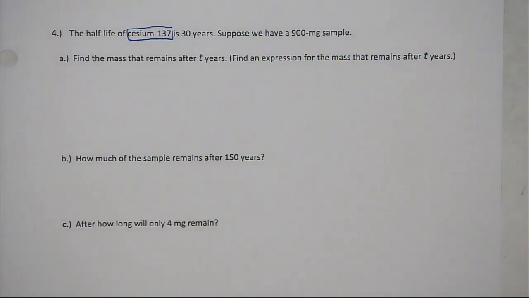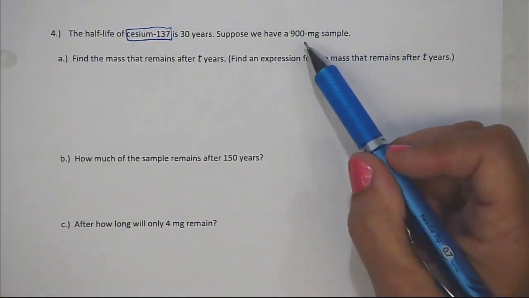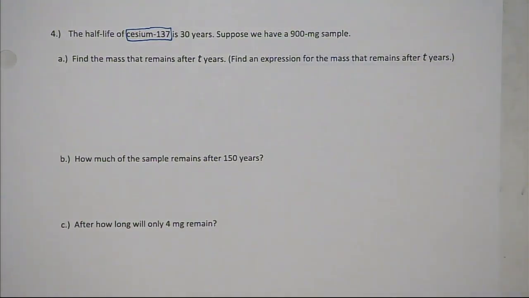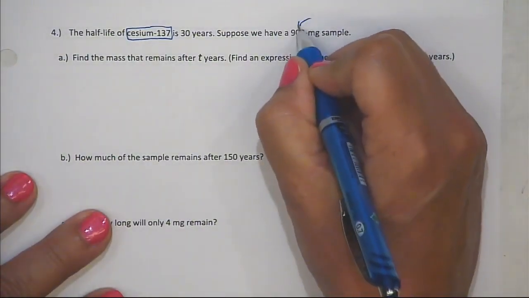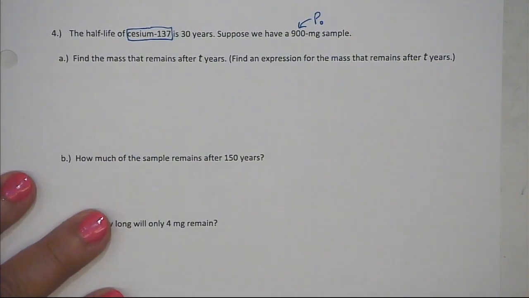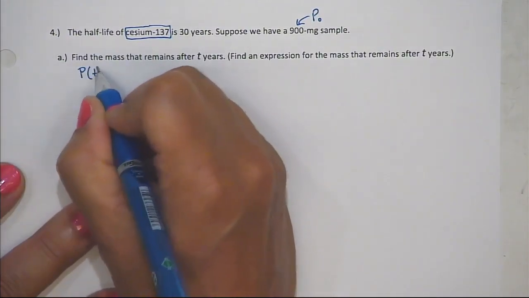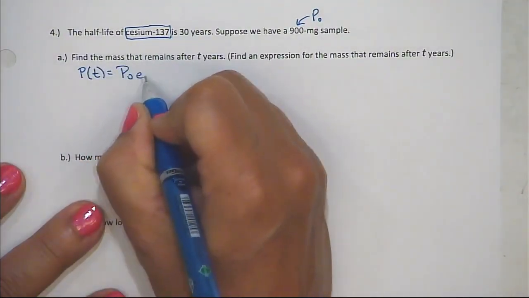All right, so we do know that the half-life of this element is 30 years. And we're going to start with a 900 milligram sample. So that's our P sub 0, 900. So part A again, find the mass that remains after t years. So that means write the formula. Leave t in the formula. So we need P sub 0 and we need k. We have the P sub 0, 900, but we don't have k. So we're going to do exactly like we did on the last problem. So here's our formula. I'll write it down: P e to the kt.